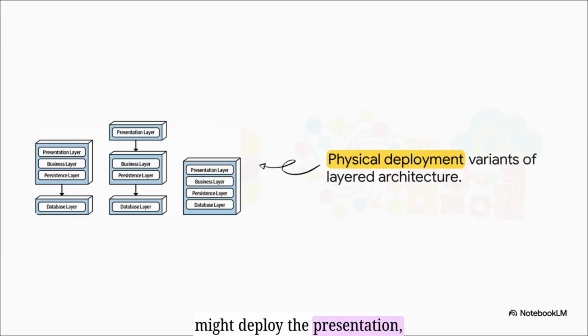You might deploy the presentation, business, and persistence layers all as one giant block that connects to an external database. Or you could separate the presentation layer onto its own dedicated server, keeping the business and persistence layers together. For smaller internal company apps, you might even bundle the whole shebang, all 4 layers, including the database, into a single deployment unit. The key takeaway, the logical structure remains N-tier, completely regardless of the physical servers hosting it.